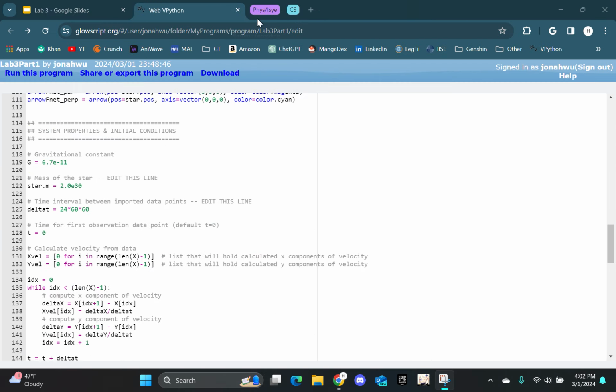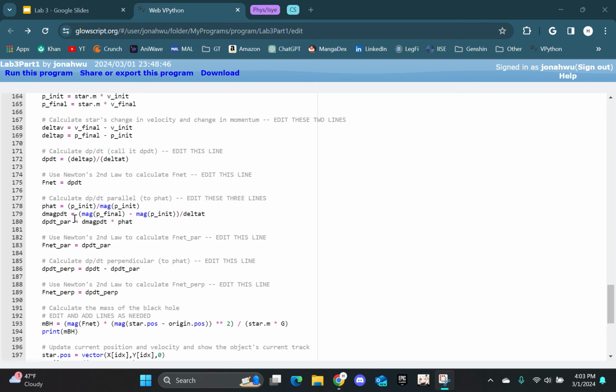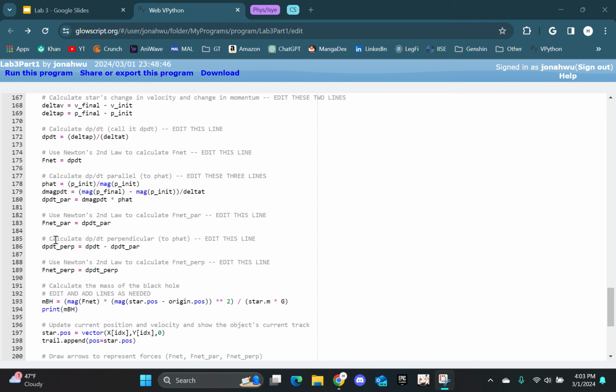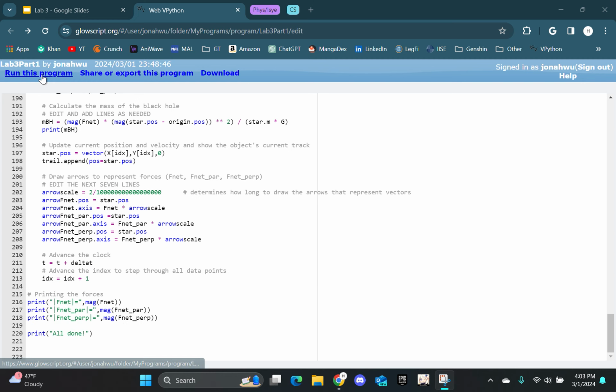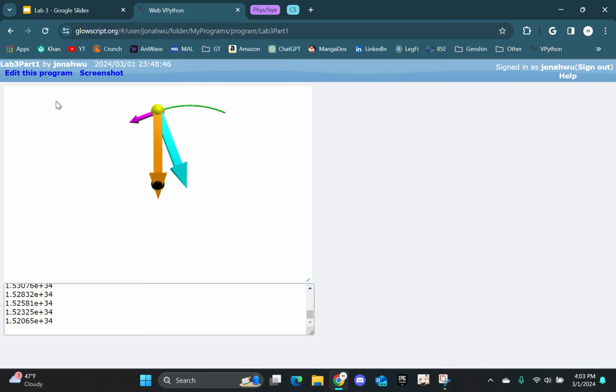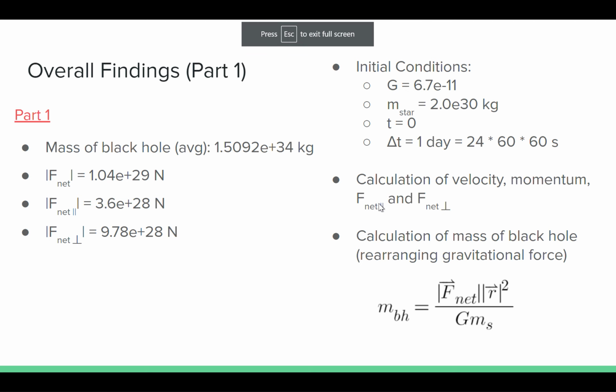In this computational model, we can see these initial conditions, as well as the calculations of the various components of net force within this while loop, such as the parallel components and the perpendicular components of the net force. We use this to calculate the mass of the black hole using this formula. Here is the program running. We calculated the mass of the black hole by rearranging the gravitational force formula, shown here below.